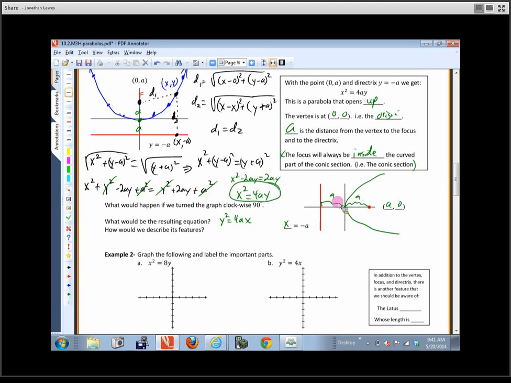Everybody here has one. In fact, you probably have one on your house. Who has satellite TV? Who drives by a satellite dish on their way to school? Okay. Those satellite dishes are shaped in the shape of what's called a paraboloid of revolution.